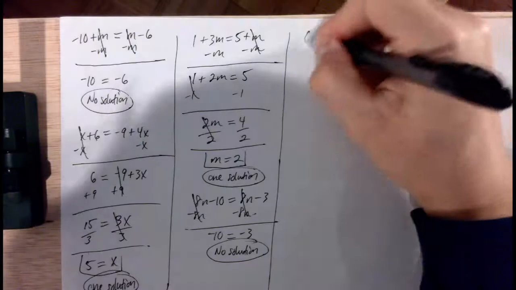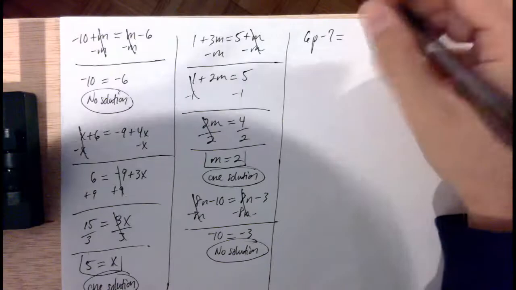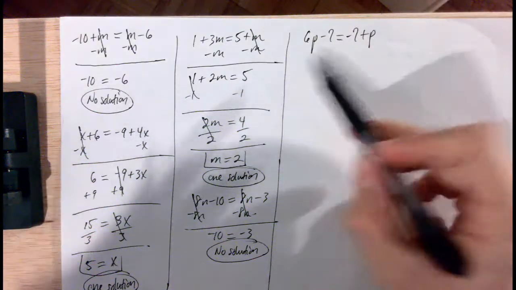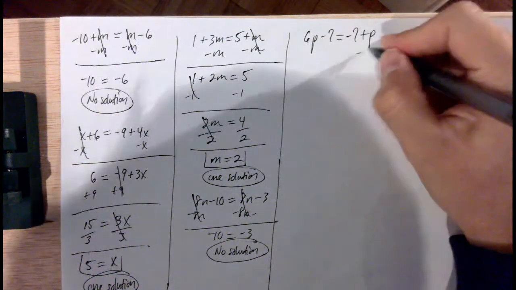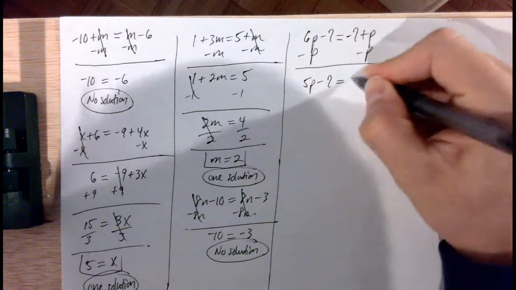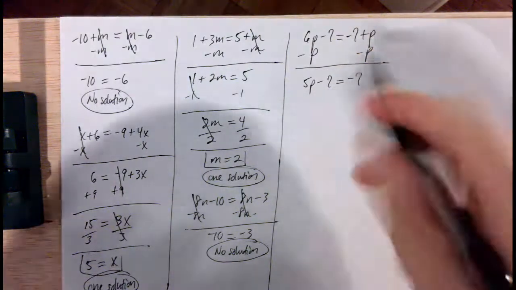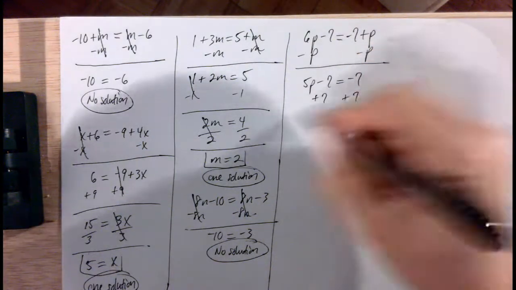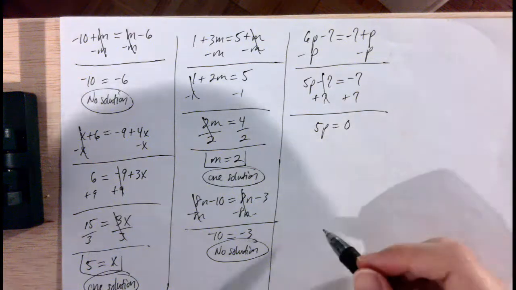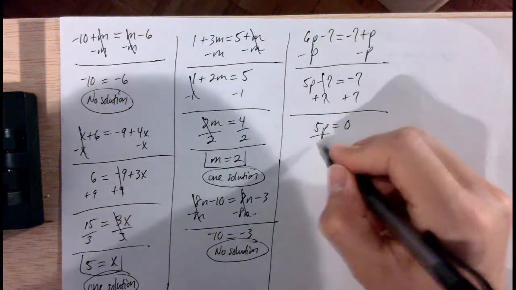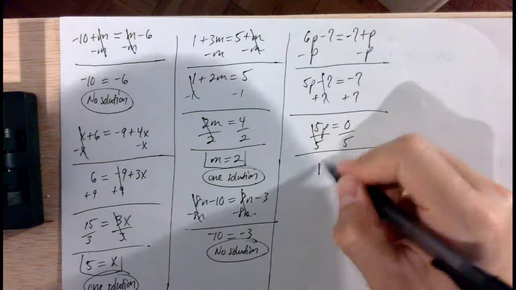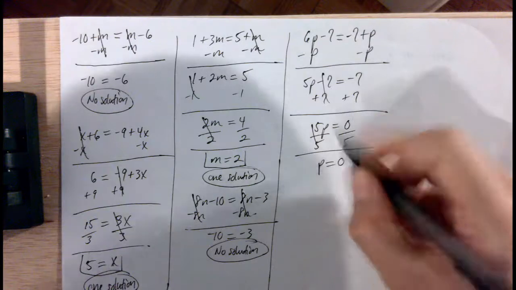I have 6p minus 7 is equal to negative 7 plus p. Alright, so I'm going to move the smallest variable, which is just 1p. I'm left with 5p minus 7 is equal to negative 7. I want to get my variable isolated. I do so by adding 7 to both sides. 5p is equal to 0. Now, I still want to get my variable isolated. I'm going to divide both sides by 5. 5's cancel. p is equal to 0 divided by 5, which is 0.